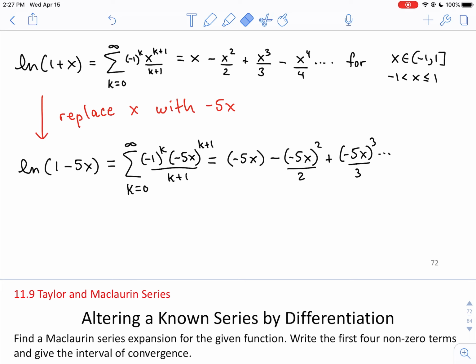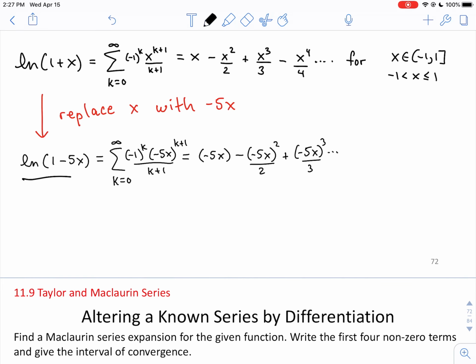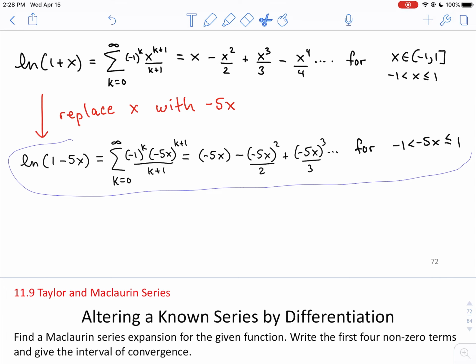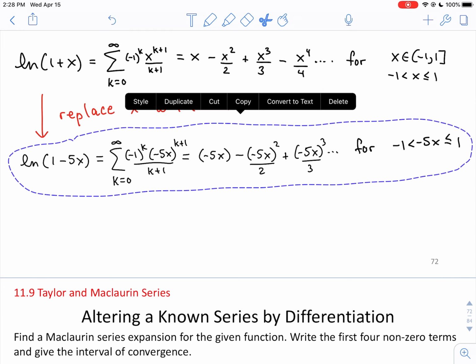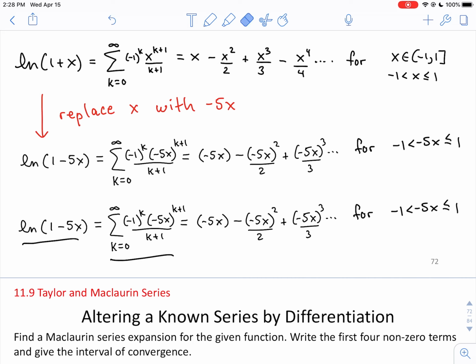Now, our interval of convergence has to be tweaked as well. This function will be equal to this series for the following choices of x. Write this again, but do the composition. Change the x to negative 5x. Make one more line to simplify some of these things. We'll call this done. I don't recommend tweaking this. Really, you don't have to. It would be nice to simplify some of these terms here.